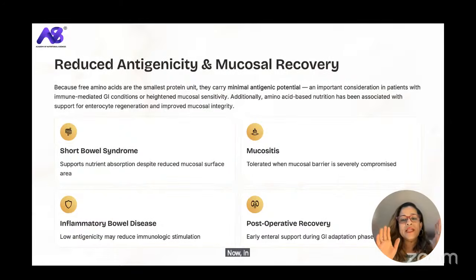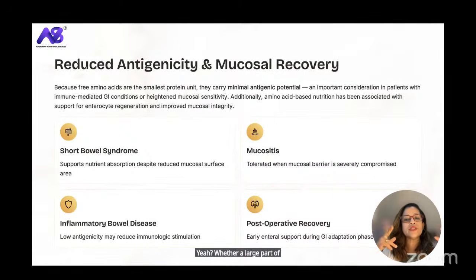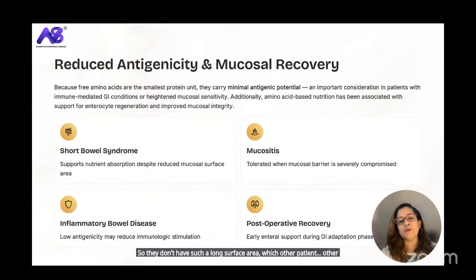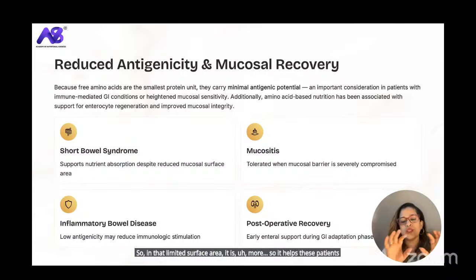Now, in which clinical situations is it helpful? If you take a patient with short bowel syndrome, where a large part of the small intestine has been removed, cut, or damaged, the surface area of absorption becomes very small. Because free amino acids don't need the digestion which a whole protein would require, they can be absorbed very quickly with the limited intestinal surface area. They don't have the long surface area which other people have, so in that limited surface area, this helps these patients receive adequate nutrition.